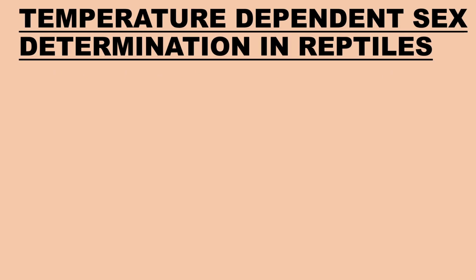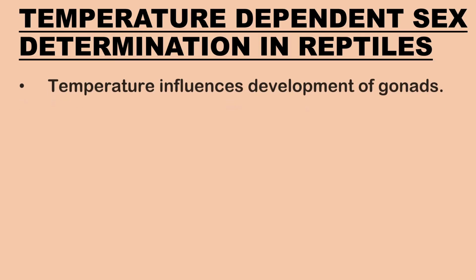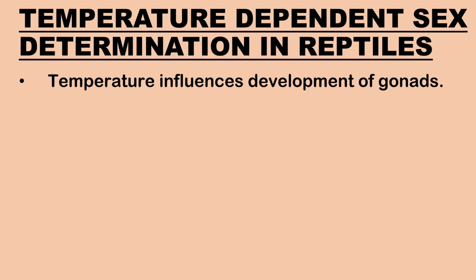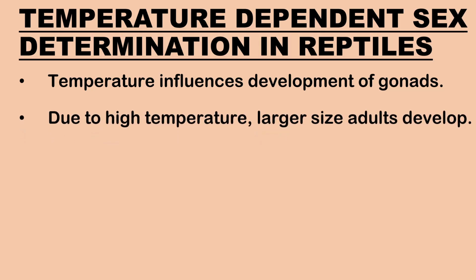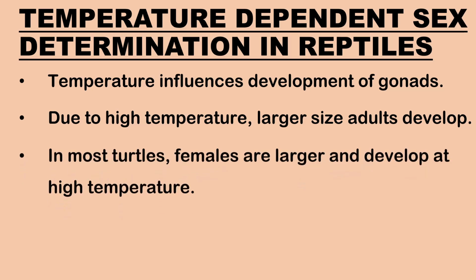Next is temperature-dependent sex determination in reptiles. In reptiles like turtles and alligators, temperature influences the development of gonads. Due to high temperature, growth is faster, incubation periods get shortened, and juvenile size becomes larger, resulting in larger size adults exhibiting sexual dimorphism. In most turtles, females are larger in size, and it is observed that at high temperature, female turtles develop.